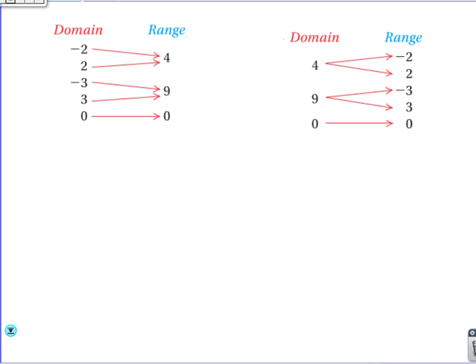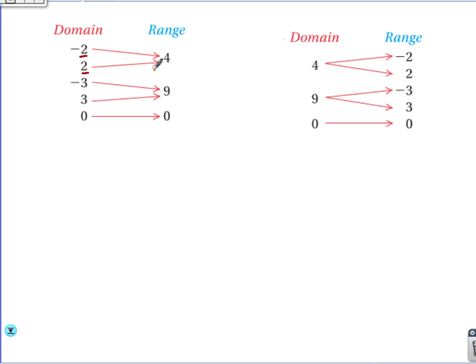Okay, let's take a look at two other problems. Notice again your first problem here, your domain. When you plug in -2, you get 4 and only 4. When you plug in 2, you get 4 and only 4. Now here's something that gives people some issues. We have two different domain values paired with the same range value, which is perfectly fine.